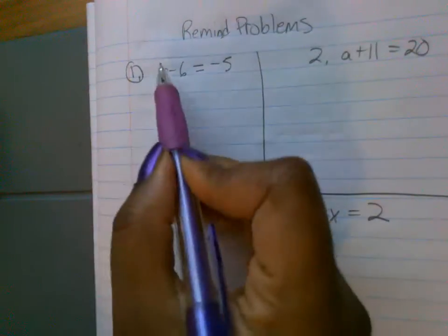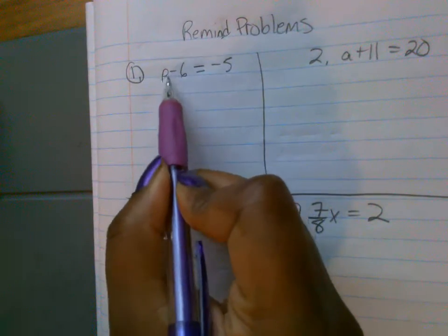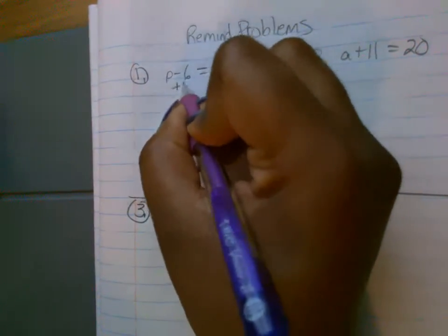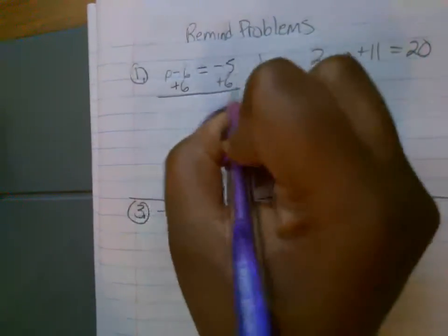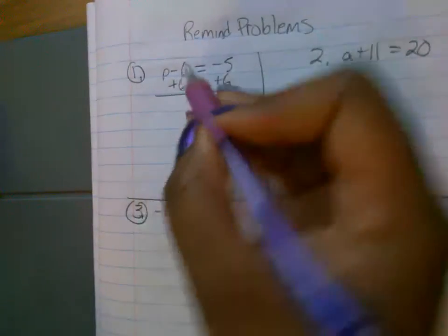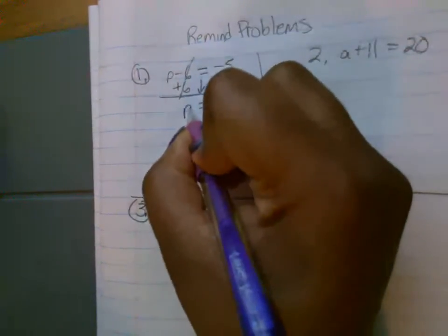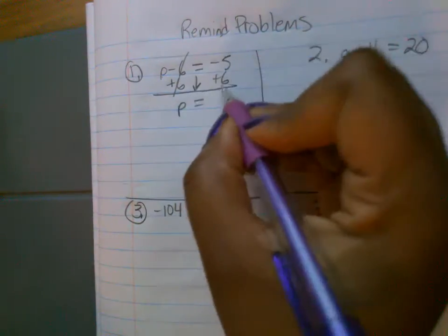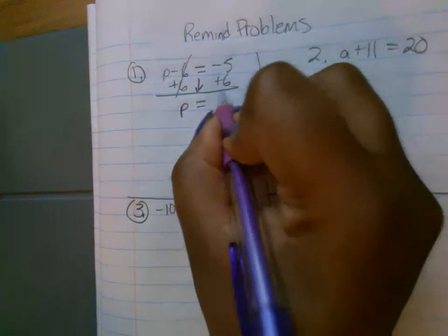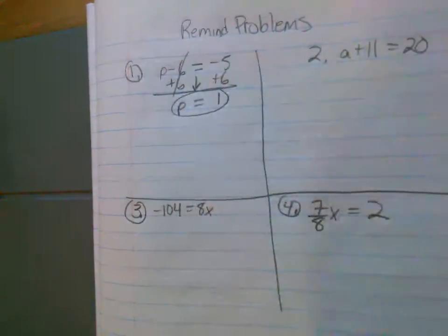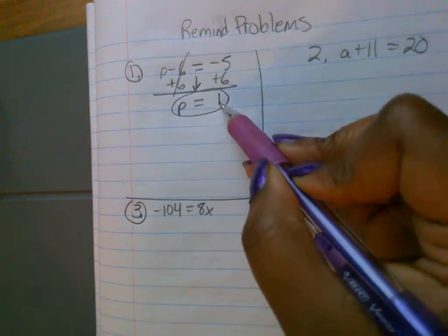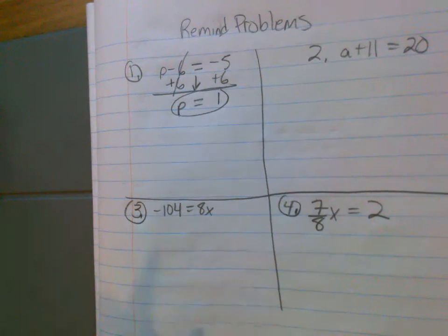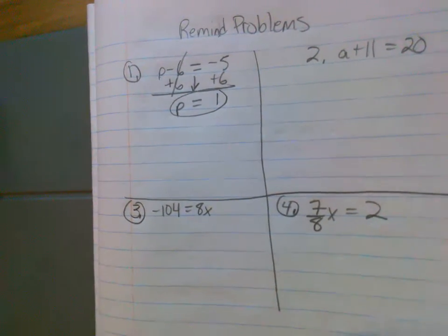All right, so in order to get P by itself here, I've got to get rid of this minus 6. The opposite of negative 6 is to add 6 on both sides. When I add 6 on both sides here, this is gone and I'm left with just P. A negative 5 plus 6 gives me a 1. And so P is equal to 1. You can plug 1 back into the equation to see if both sides are equal, or to see if it makes that equation true.